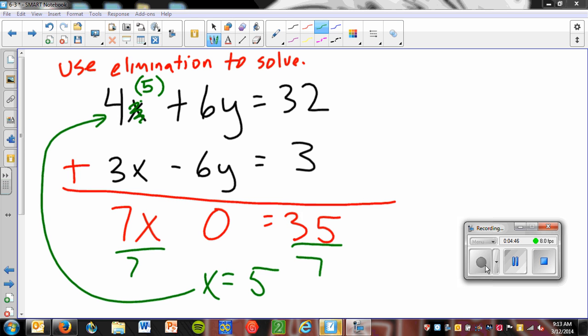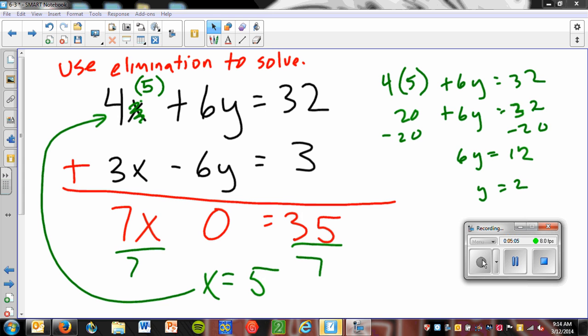Simply a one-step equation: divide both sides by 7, get x equals 5. We're going to plug this back into, and it doesn't really matter which equation you pick, it works out the same, but I'm just going to plug it into the top equation there. So that x is now being replaced with what we know x equals. So 4 times 5 plus 6y equals 32. Now I'm going to work this out real quick. A couple steps later, 4 times 5 is 20, so I have 20 plus 6y is 32. Subtract 20 from both sides, then divide both sides by 6. I get y equals 2.